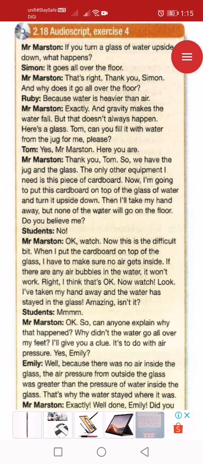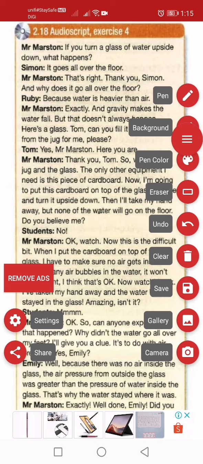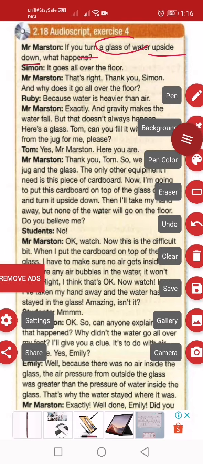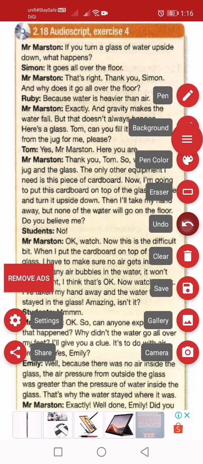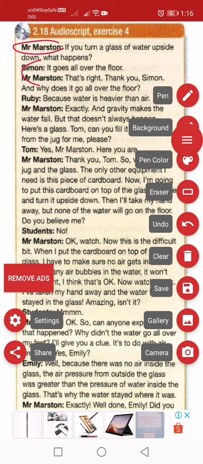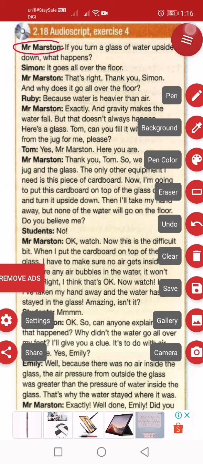Okay, so let's start. If you turn a glass of water upside down, what happens? Kalau kamu terbalikkan itu gelas, upside down ialah turn, upside down ialah terbalikkan. Apa akan jadi? Okay, so ada 2 orang bercakap di sini, Mr. Marston and Simon. I believe Mr. Marston is the teacher, ya.